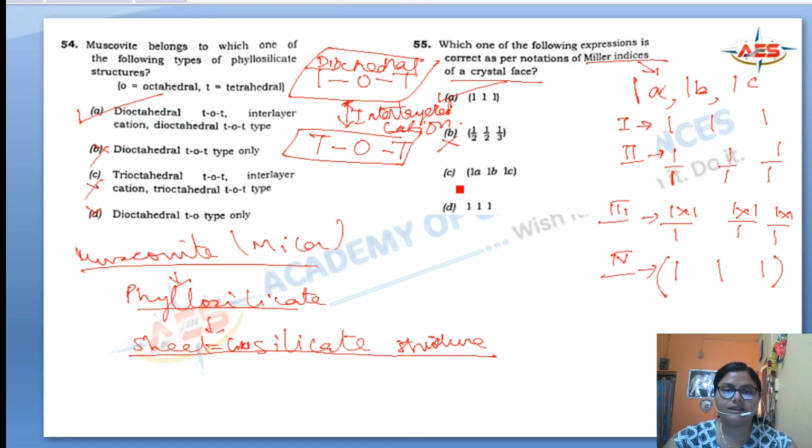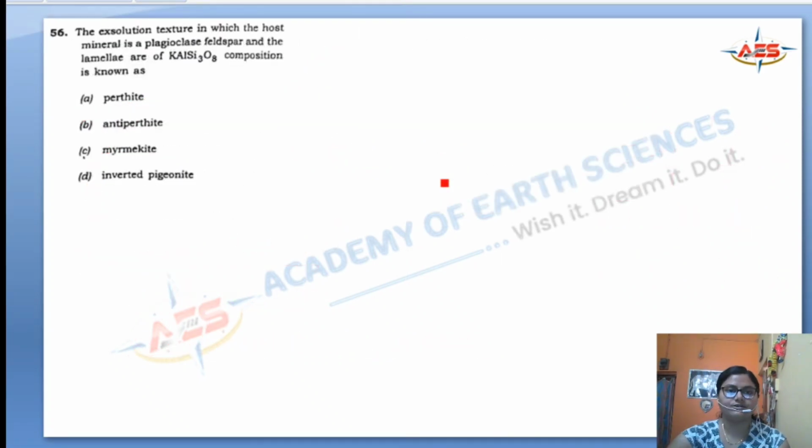1A 1B 1C, they are the actual ratios, that is, at what distance the axes are intercepted. Okay, it is not the answer, and 1 1 1 does not represent a crystal face. So 55 A is the answer. Okay, next question is question number 56.